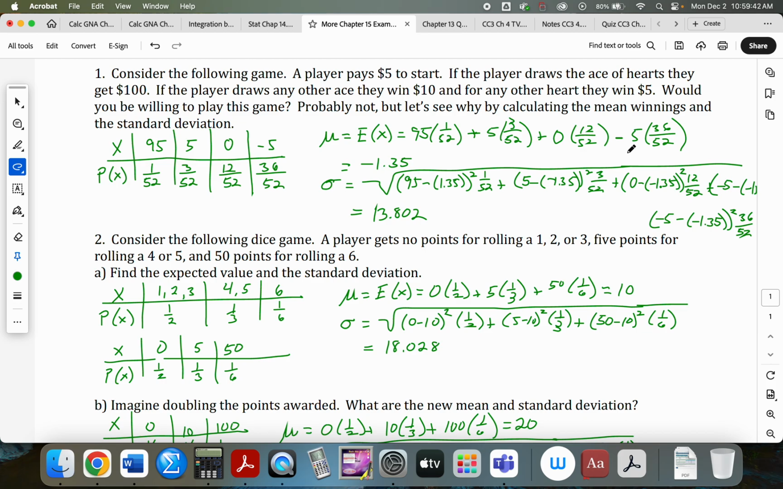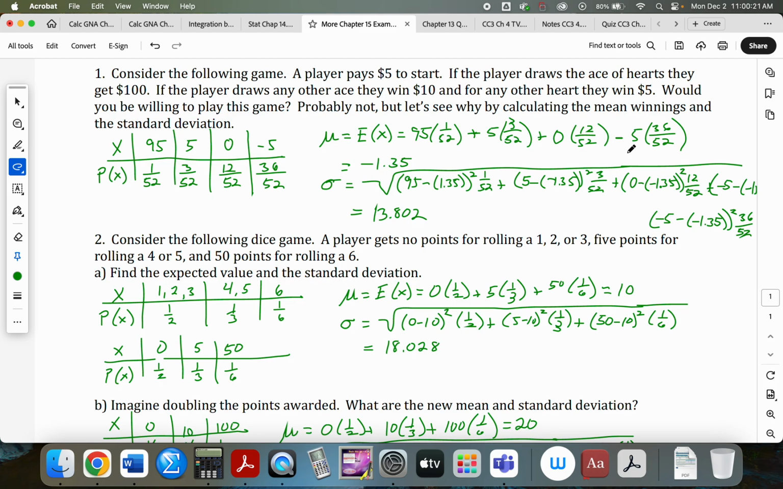So let's see. 5 times 36 out of 52 minus 4 times 36 out of 52. It would change your expected value by about 0.7. So you'd only be losing on average about 60 cents per game. And that's how casinos work.